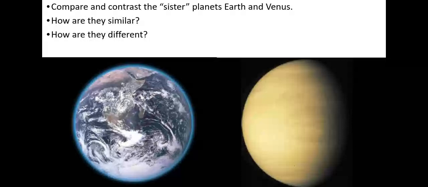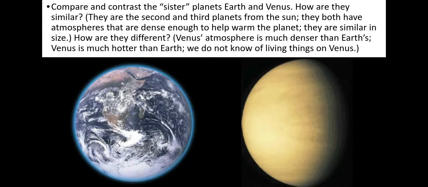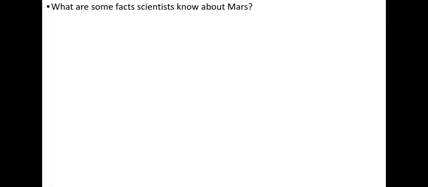Compare and contrast the sister planets Earth and Venus. How are they similar? How are they different? They are the second and third planet from the Sun. They both have atmospheres that are dense enough to help warm the planet. They are similar in size. Venus's atmosphere is much denser than Earth's. Venus is much hotter than Earth. We do not know of living things on Venus.